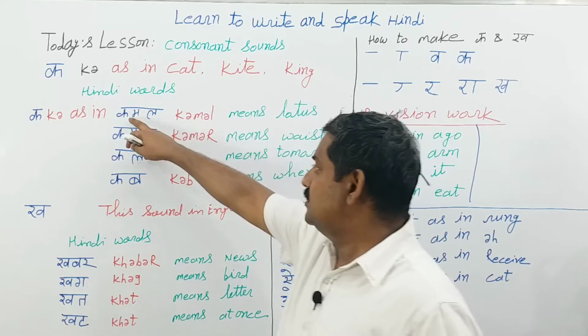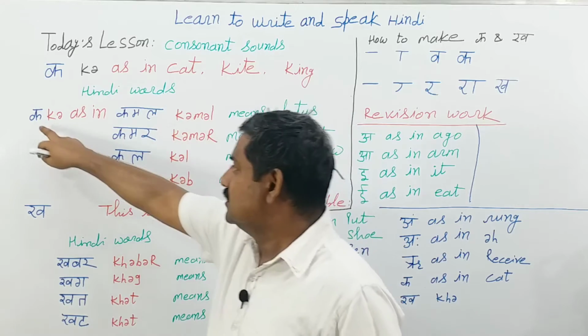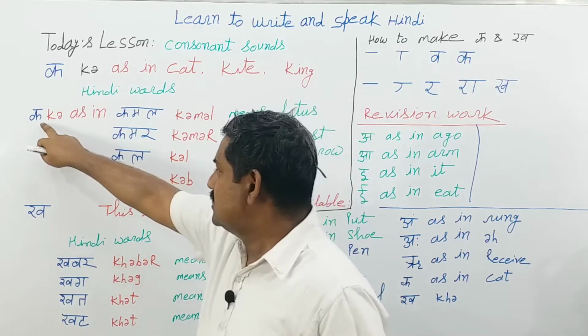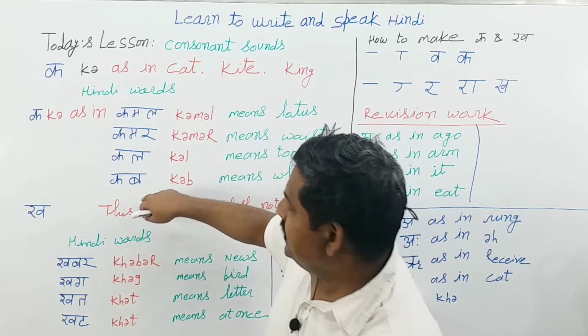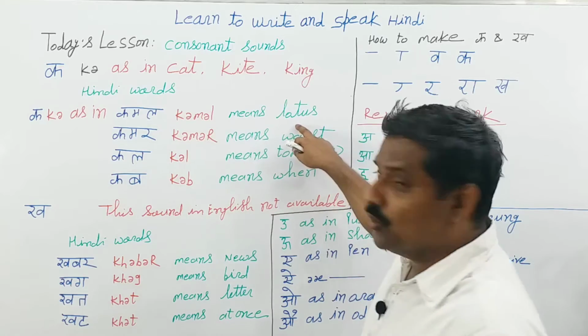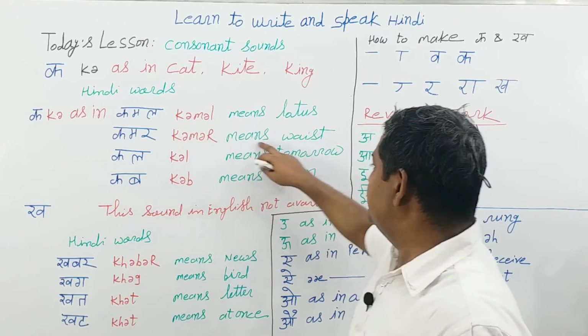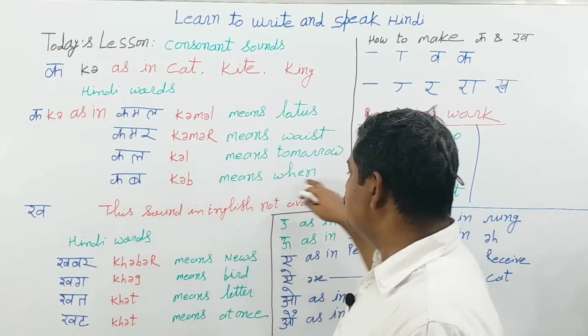So kamal, kamar, kal, kab. Kamal means lotus, kamar means waist, kal means tomorrow, and kab means when.